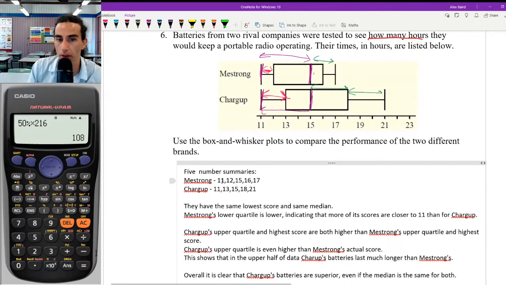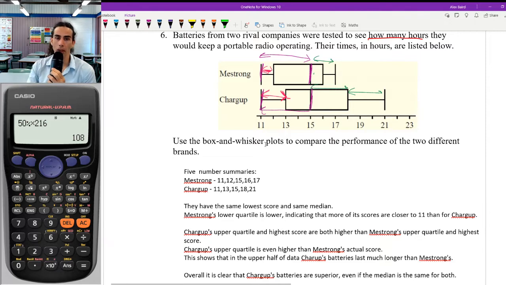So I did a 5-number summary: the lowest score, Q1, median, Q3, and the highest score. You notice they've got the same lowest score. They've got the same median. But in the lower half, Me Strong's bottom quarter is between 11 and 12, whereas Charge Up's is between 11 and 13. So that tells you that the bottom performing batteries are worse for Me Strong in that bottom quarter.